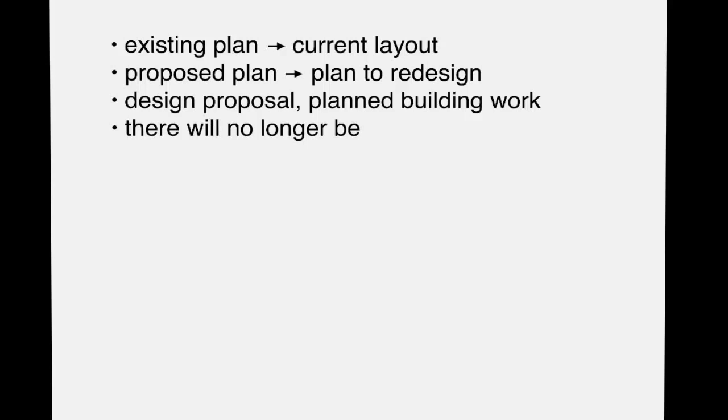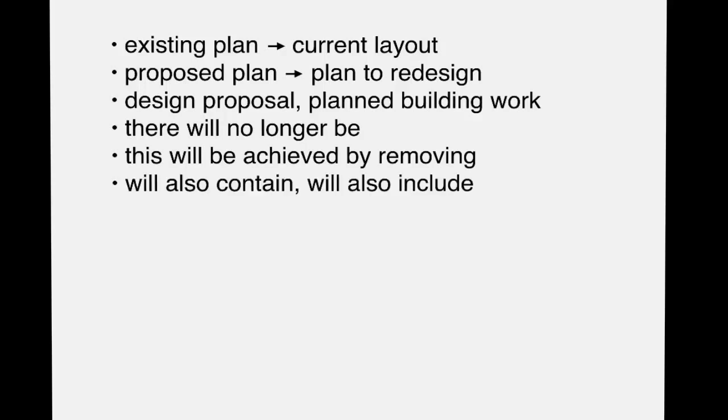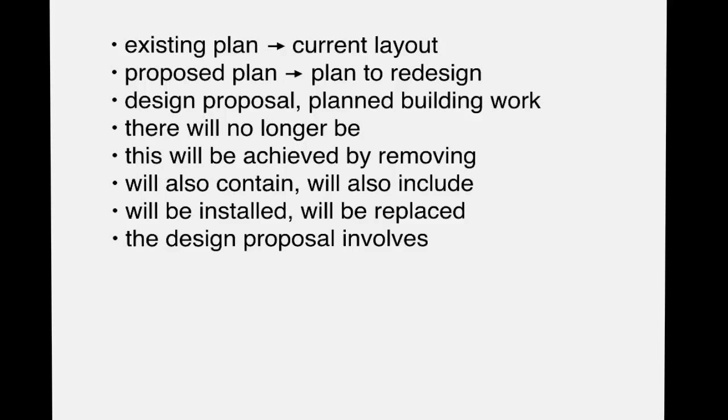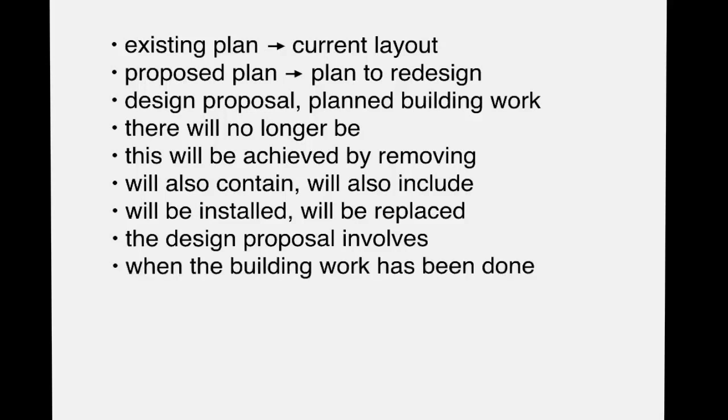Now this is where we get on to the future tense. More future tenses. This will be achieved by removing. Will also contain, will also include. And let's have a look at some future tenses with the passive. Will be installed, will be replaced. The design proposal involves. Now that one is present simple, involves. And a different tense, when the building work has been done. So there I've used the present perfect for the future.